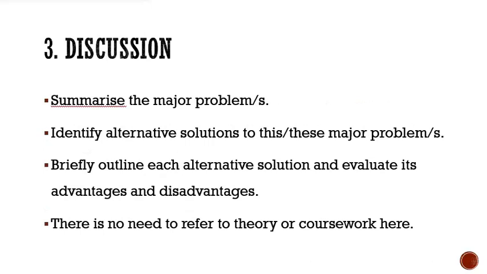And next comes the discussion. In this, you have to summarize the major problem or problems. And then you have to identify the alternative solutions to this major problem. So you'll have a solution and you can find alternative solutions. And in this, you have to briefly outline each alternative solution and evaluate its advantages and disadvantages too. So there is no need to refer to theory or coursework here. So in discussion section, you don't have to refer to the theory you are working on or the coursework mentioned in the case study.